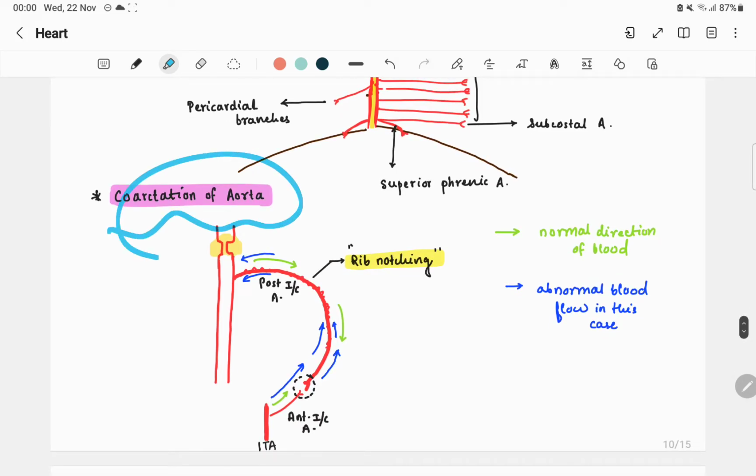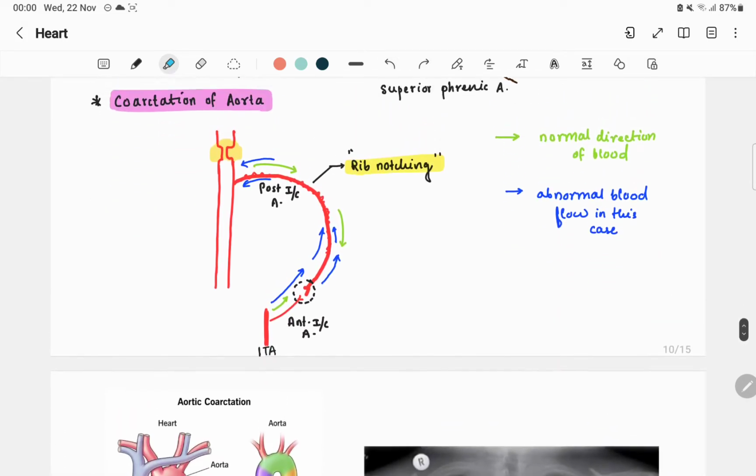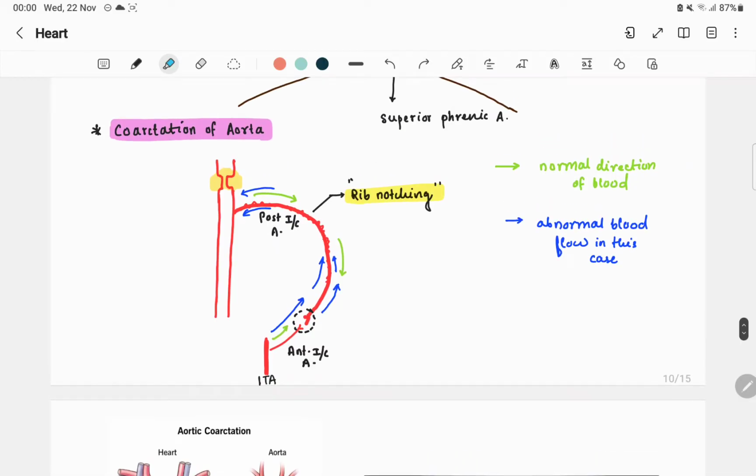Let's talk about the coarctation of aorta. What is coarctation of aorta? The normal flow of blood in the posterior intercostal artery is like this, and from the anterior intercostal artery is flowing like this. This is the normal flow, which I have shown in blue, and there is the anastomosis.